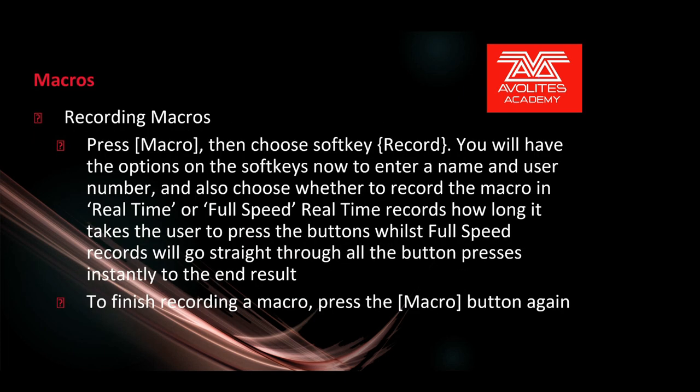To record a macro, press record, then choose the soft key record. You'll then have the number. You'll have the options on the soft keys to enter a name and user number, and also choose whether to record a macro in real time or full speed. Real time records how long it takes the user to press buttons, while full speed records go straight through the button presses instantly to the end result. To finish recording a macro, press the macro hard button again.